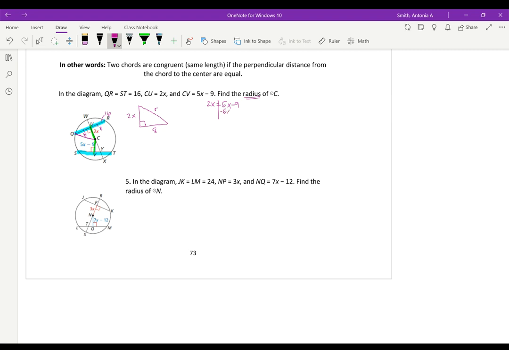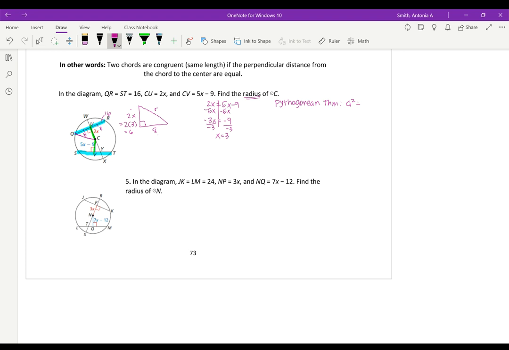So now I can figure out what x is to find this side. I'm going to subtract 5x from both sides. This is negative 3x equals negative 9. Divide by negative 3, and x is 3. Which means that this side over here, instead of being 2x, is 2 times 3, or 6. So now I know two sides of my right triangle.